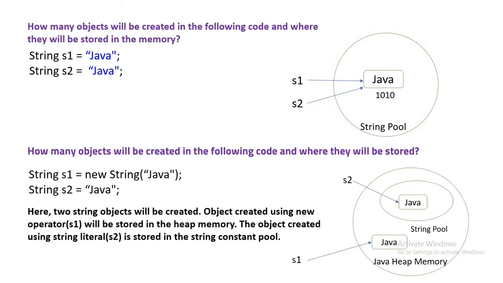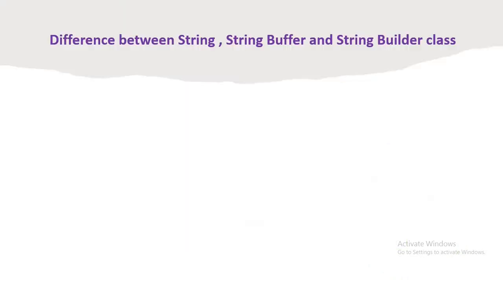Here it will create two objects. The object created using the new operator, s1, will be stored in the heap memory, and the object created using the string literal, s2, is stored in the string constant pool area. As you can see in the diagram, s1 is created in the Java heap memory and s2 is created in the string pool.